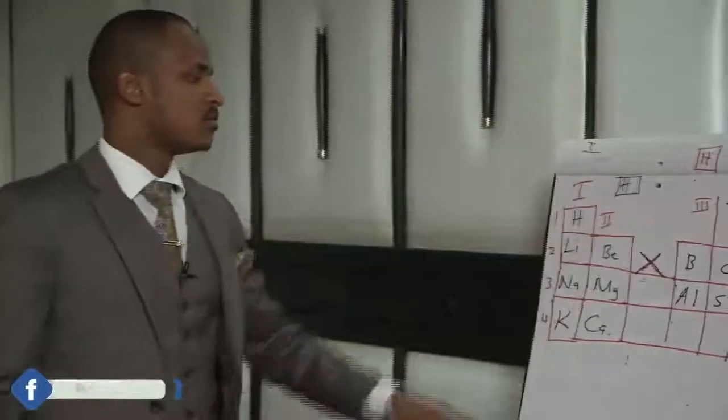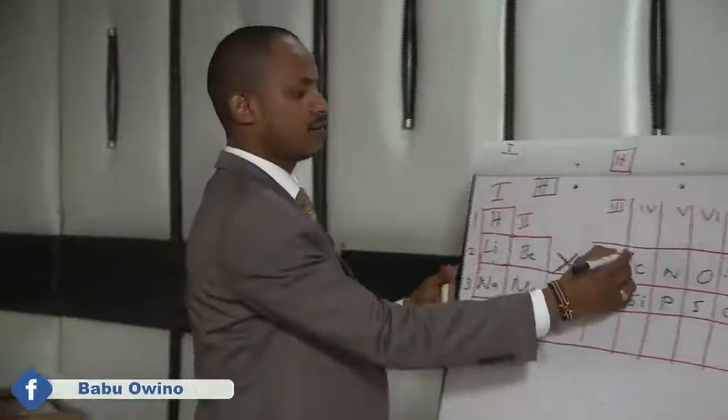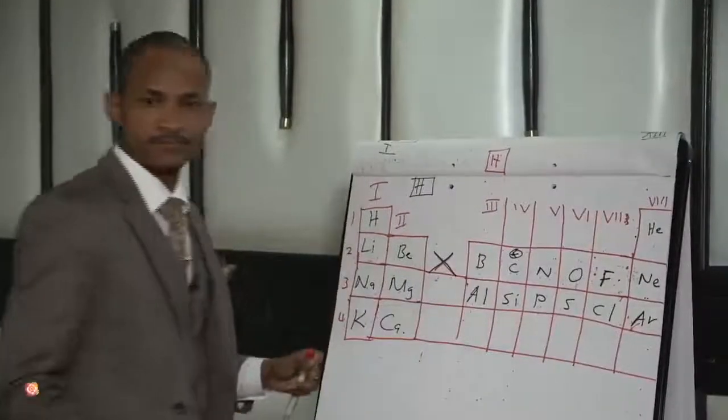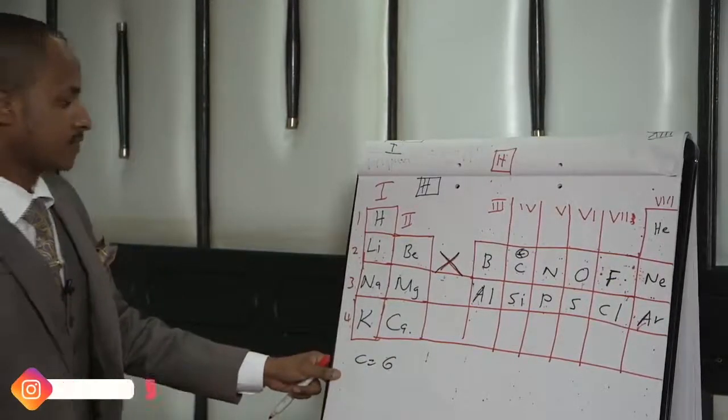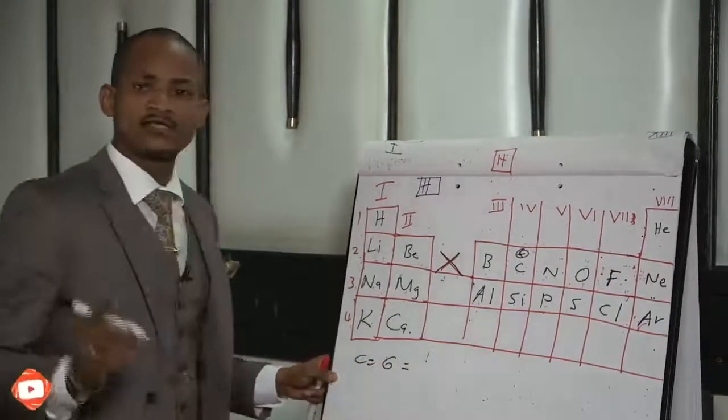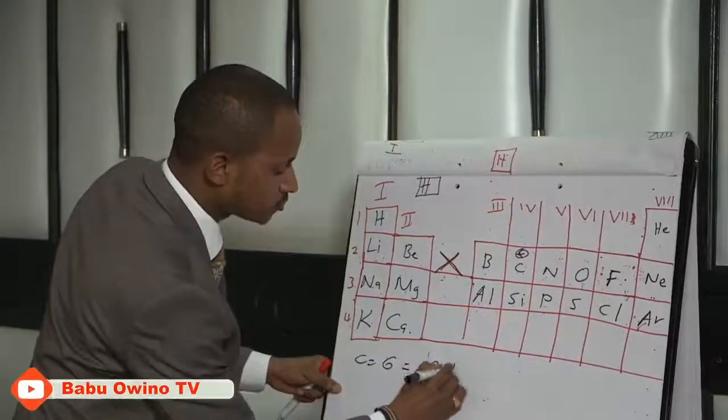So from our table, we are interested in carbon. And carbon is number 6, with the electronic configuration of 2, 4.